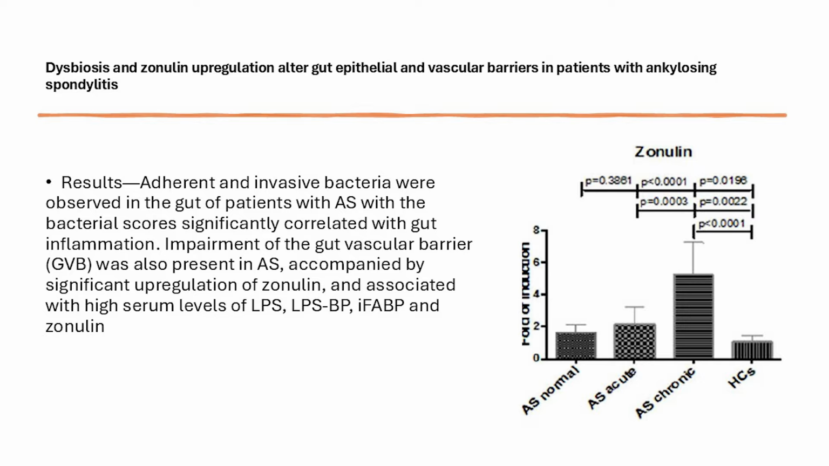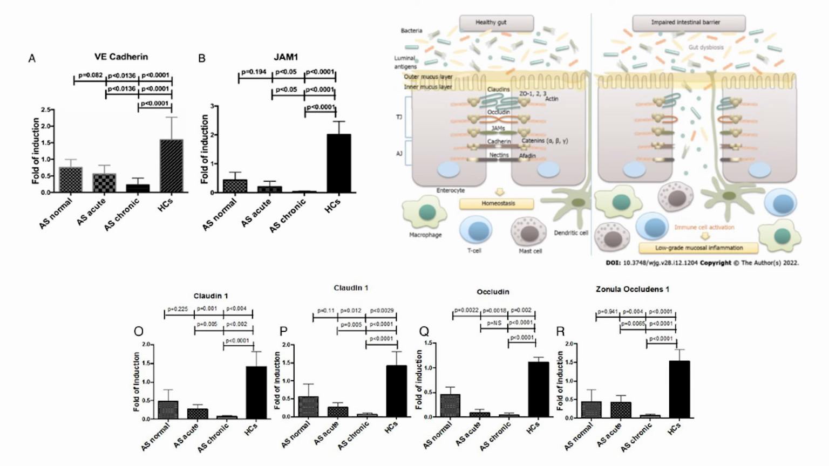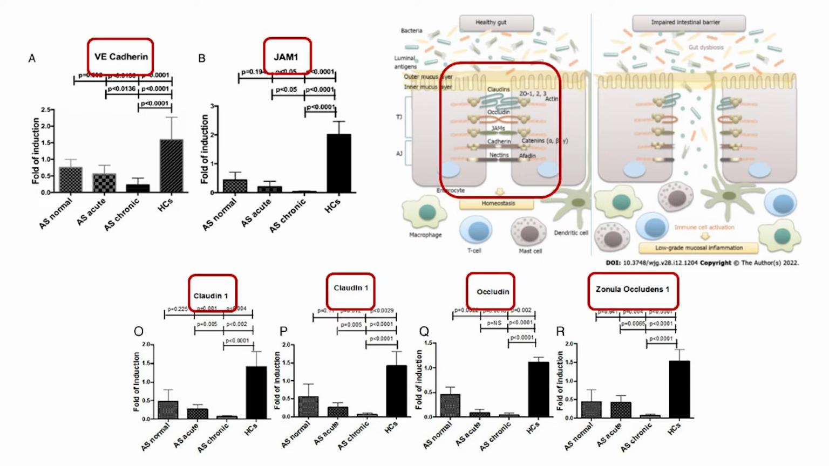With this pathogenesis, zonulin levels, as seen in G, are much higher in AS subjects, especially AS chronic, as compared to healthy controls. Remember, zonulin is that thing that our bodies secrete in response to a challenge in the gut, which causes the cells which line the gut to separate. And we see that all of these factors of gut integrity, cadherin, JAM, claudins, and zonula occludens, are significantly reduced in AS. These are all great examples of the connection between dysbiosis, gut permeability, and diseases, in this case, AS.